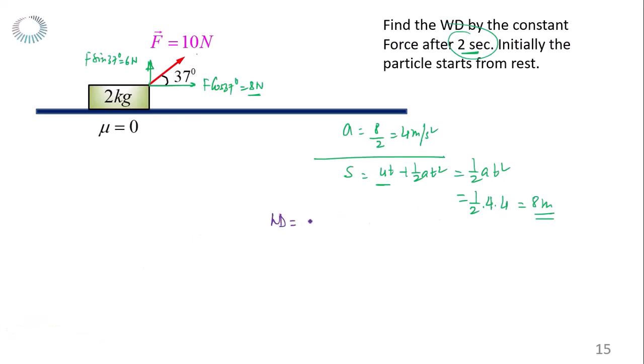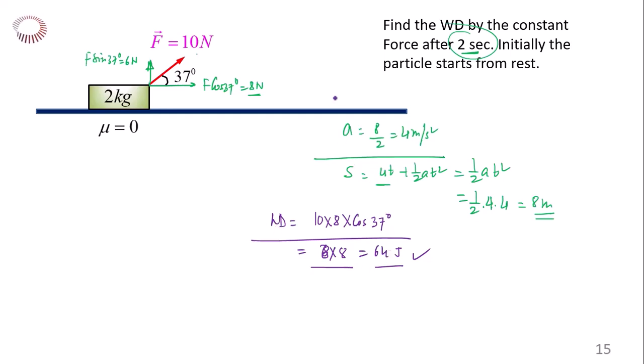Correspondingly, what is the work done? I can say that a 10 Newton force is producing a displacement of 8 meter, and the angle between them is 37, so cos 37. That is 8 into 8, that is 64 joule. That will be your answer. So work done by this force is 64 joule.